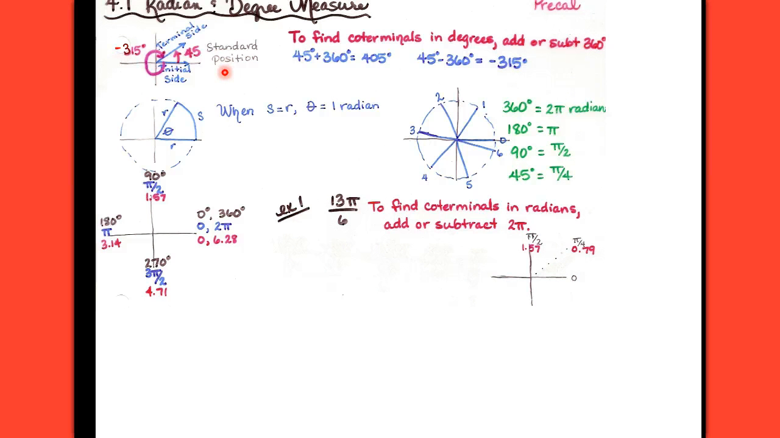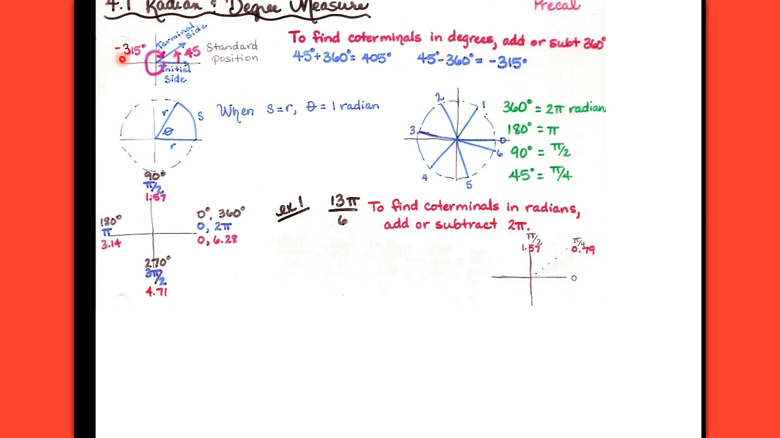And angles can go clockwise or counterclockwise. So if I start right here at 0 degrees and I go counterclockwise 45 degrees, I would write that as a positive 45. Positive angles go counterclockwise. But if I start at 0 degrees and instead go clockwise 315 degrees, I would write that as a negative 315. So when I go clockwise, that is a negative angle measure.